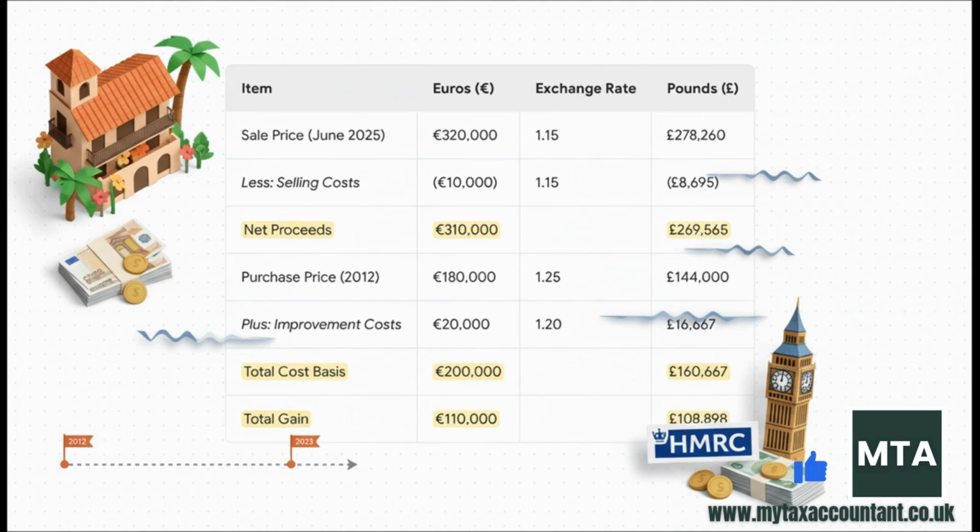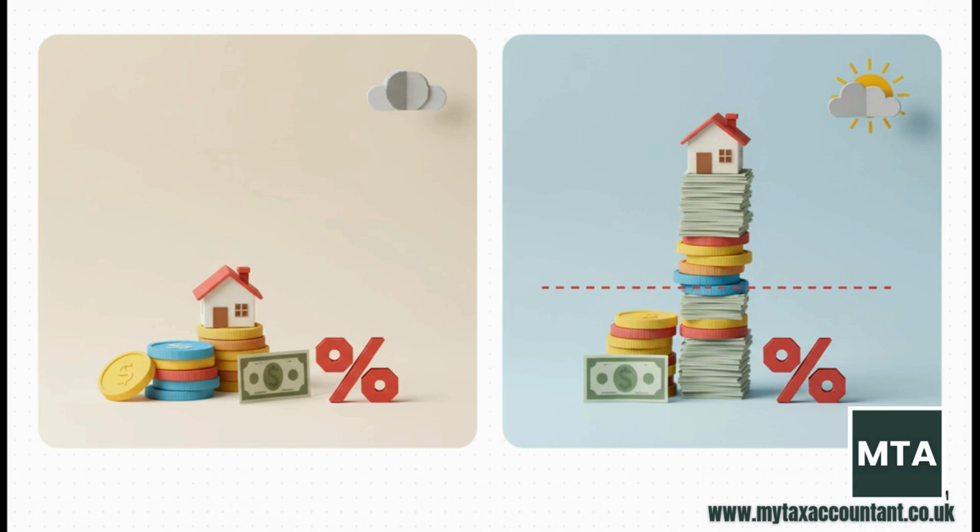This is where most people get tripped up. HMRC wants every single transaction converted to pounds using the exchange rate on the day it happened. See how the rates are different for the purchase and the sale? That's why her final taxable gain in the UK isn't just a simple conversion. It's a very specific calculation that comes out to £108,898. So, we have our gain.